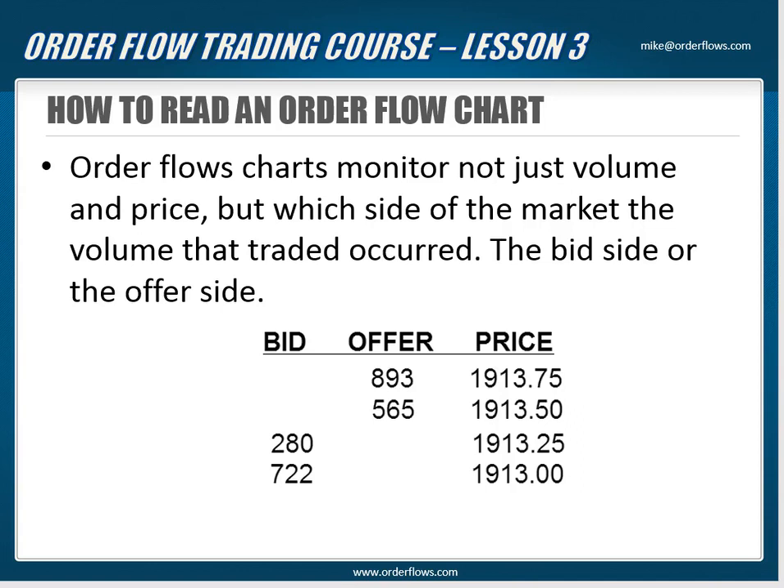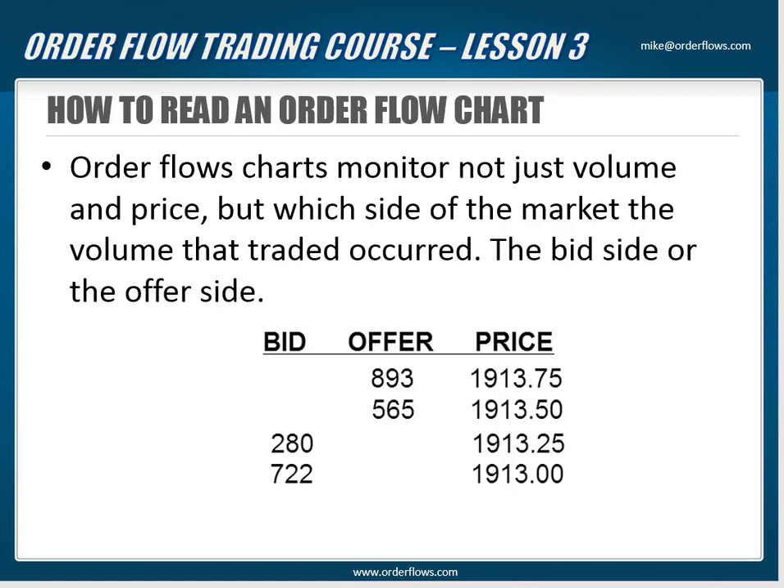So here you see a picture of the market depth. You see there's 280 on the bid, there's 565 on the offer. The market is currently bid 913.25. It's currently offered at 913.5. Below the bid at 913 even, there's 722 lots. Above the offer at 913.75, there's 893 lots. If you are working a bid, say you're trying to buy at 913.25, and you're on the bid, you're part of the 280 lots there, you're considered a passive buyer.